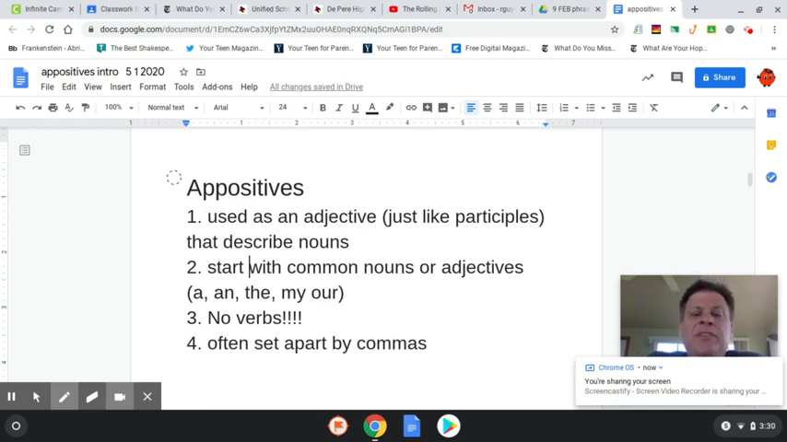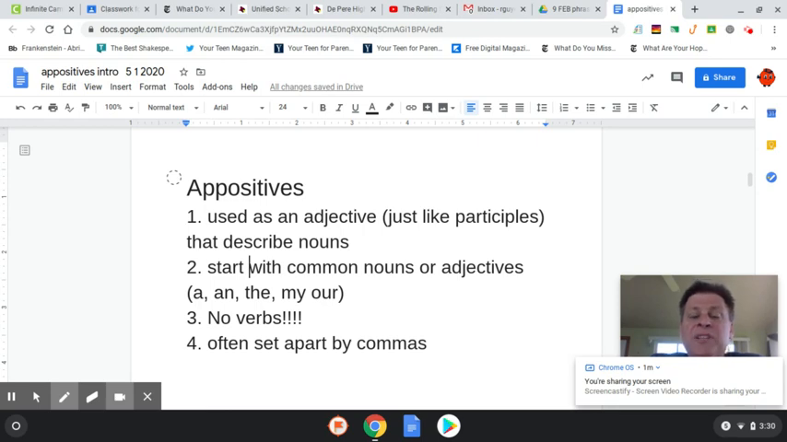The thing about appositives is that they are extras. Okay, they are extra phrases. They are adjective phrases. They describe nouns. So it's almost like you could take any noun that's in your sentence and then find a phrase that could describe the noun just to enrich the description of that sentence a little bit.